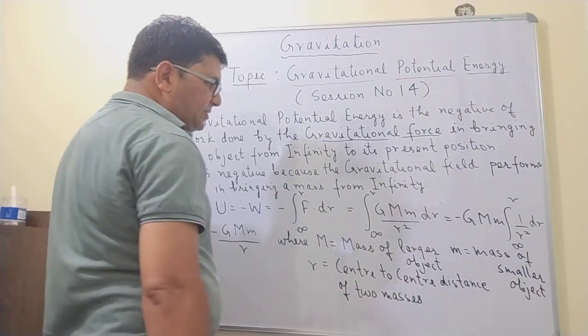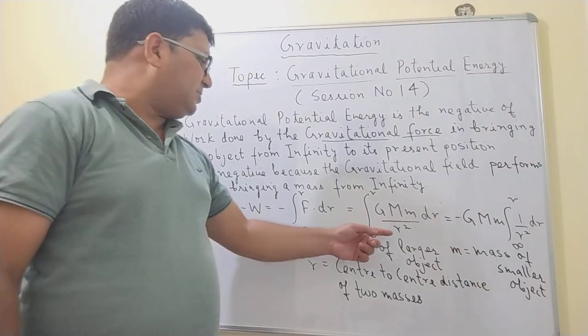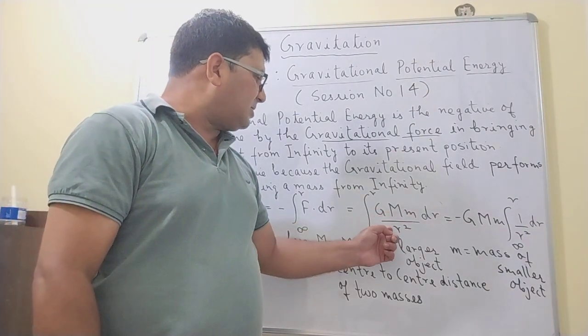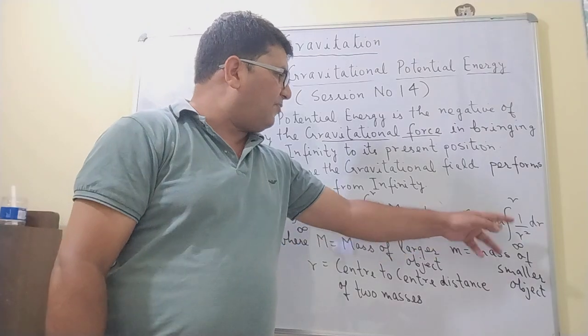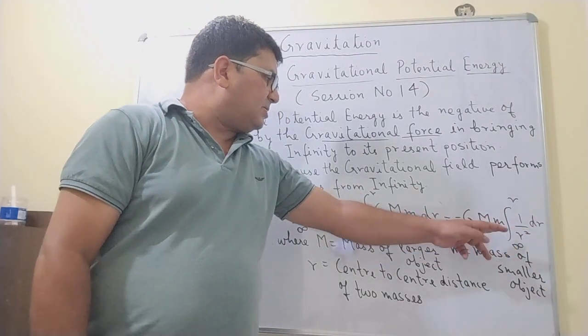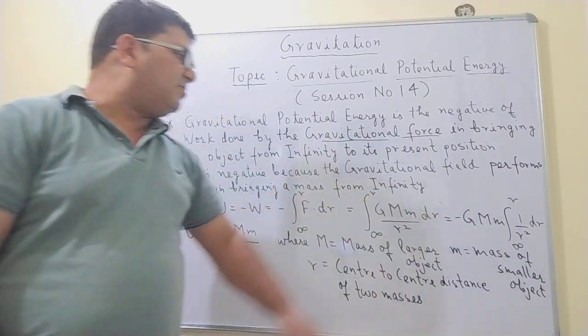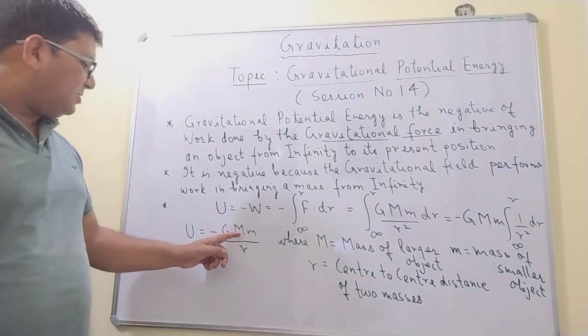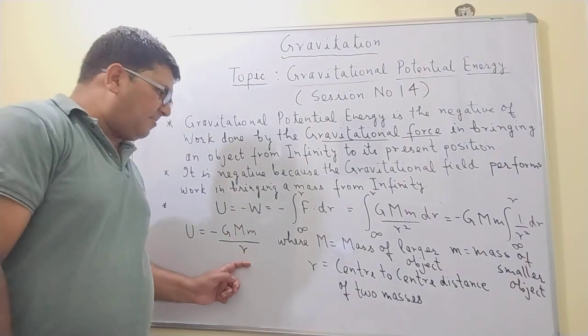r is basically the center to center distance of the two masses. So here from this equation, this G, capital M, small m are the constants which have been taken out, and finally we have to integrate 1 upon r square dr. So by integrating this within the limits of infinity and r, I am getting the potential energy which is equal to minus G capital M small m divided by r.